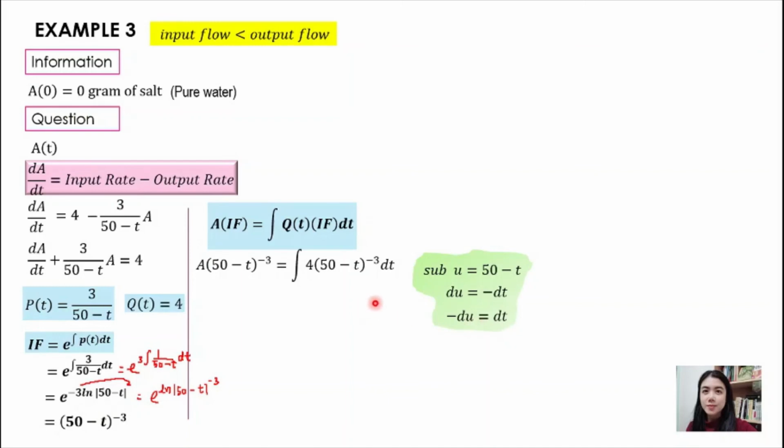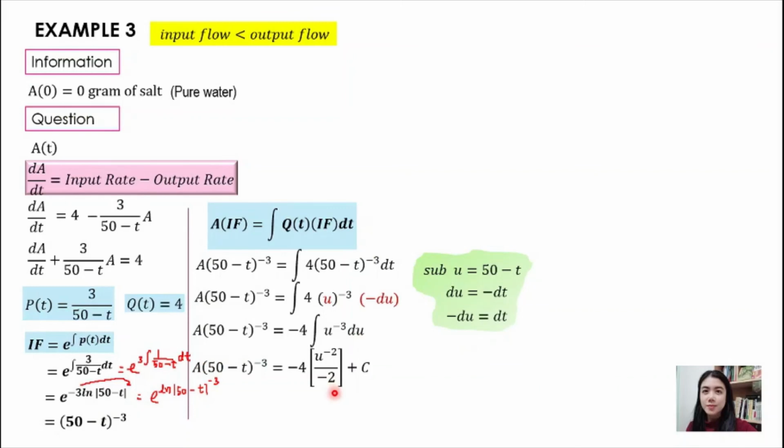Now we're going to do the substitution into here. For the right hand side, you still have the integration of 4. 50 minus t, replace it with u. So you have the variable u inside the bracket to the power of minus 3. The dt here, you can change to minus du. Simplify this one, and this is what we have here. Integrate this one with respect to u. This is what we have here. Simplify this one again.